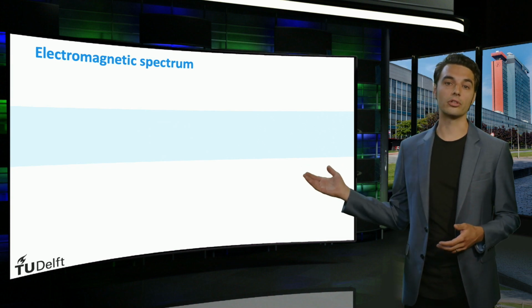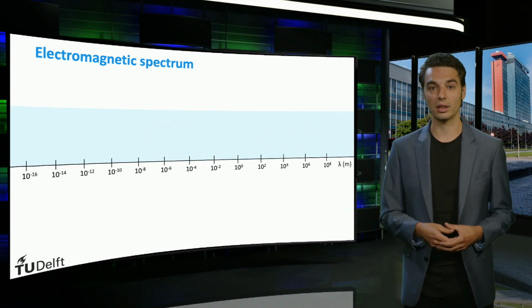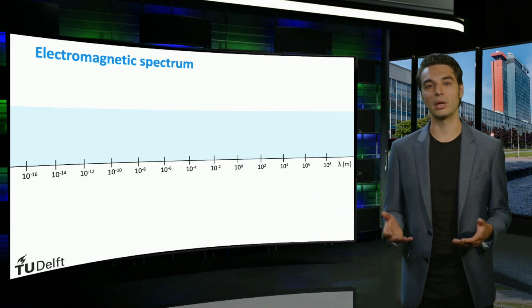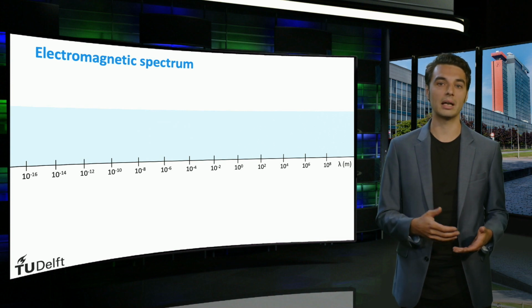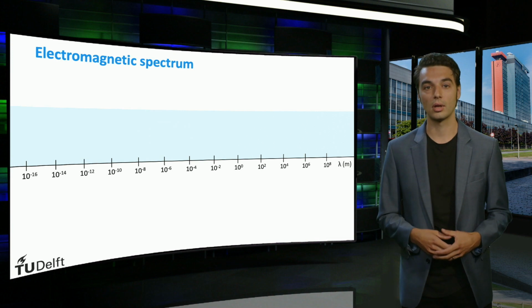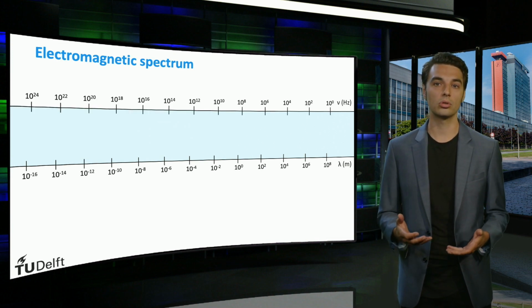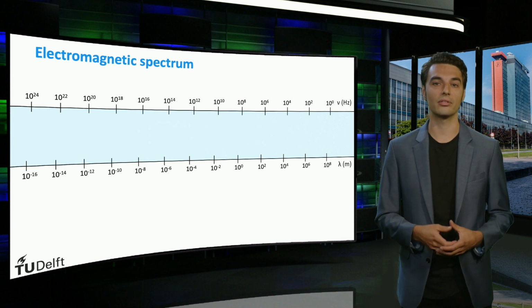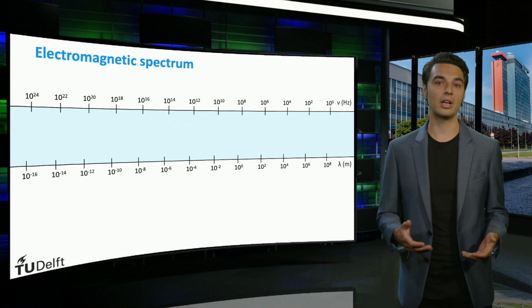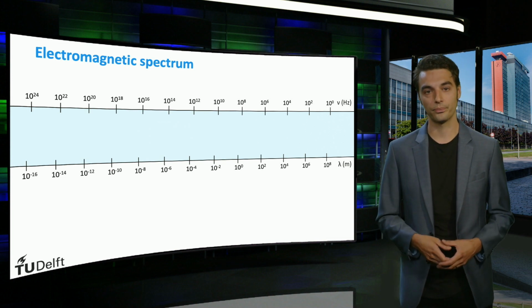This blue bar is the full spectrum. We introduce an axis for the wavelength. The axis ranges from a wavelength smaller than 10 to the power minus 16 meters to over 10 to the power 8 meters. We also introduce an axis for the frequency, for which we use the speed of light in vacuo. The frequency axis ranges from 1 Hz to about 10 to the power 24 Hz.